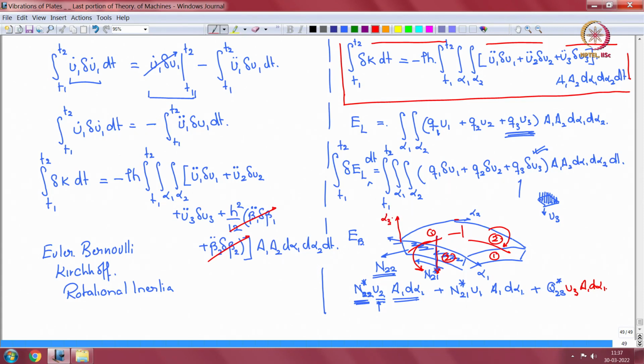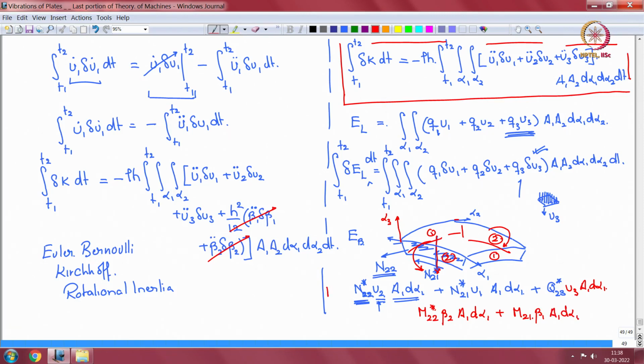For 3. Okay, so that is M22 star into beta 2, then A1 D alpha 1 plus lastly M21, the shear moment, then beta 1 A1 D alpha 1. Okay, so there are 5 terms on the alpha 1 phase.